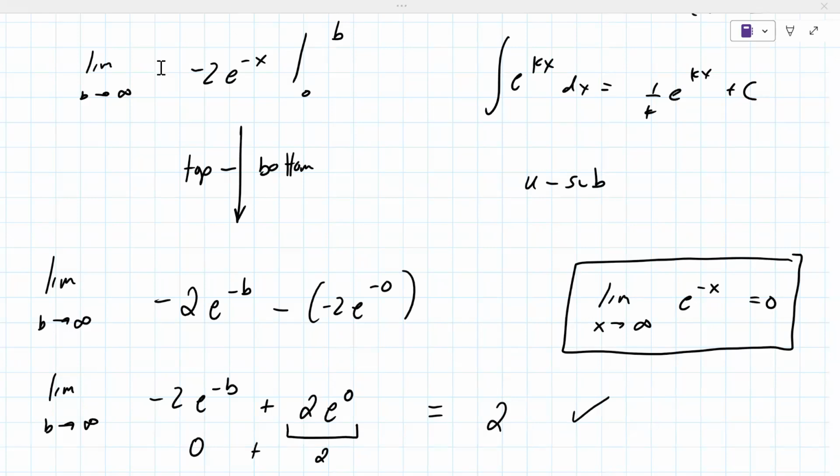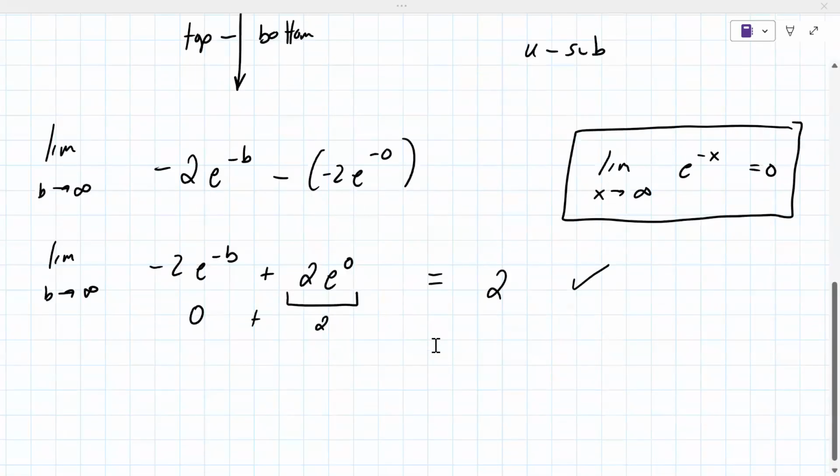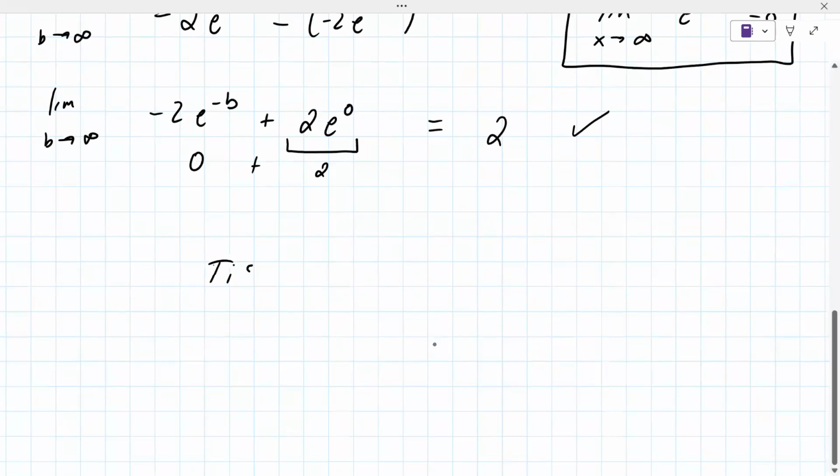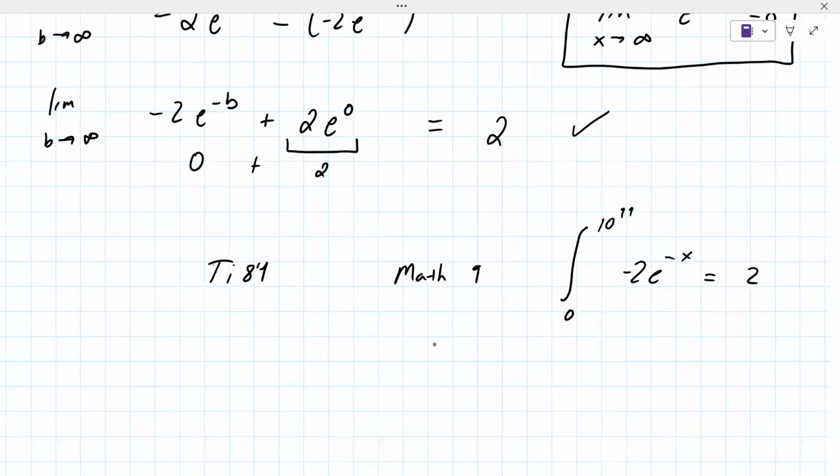Any questions on that? That's the answer. You said there's also a way to do it on the calculator. Yeah, you've got a TI-84, which I don't have a virtual one of. I've got the virtual one of the TI-83, which isn't as good, but it's math 9. It gives you the integral. It doesn't have infinity, but you can go like 10 to the 99 of minus 2e to the minus x, and it should give you 2 or 1.9999999. You can get pretty close.